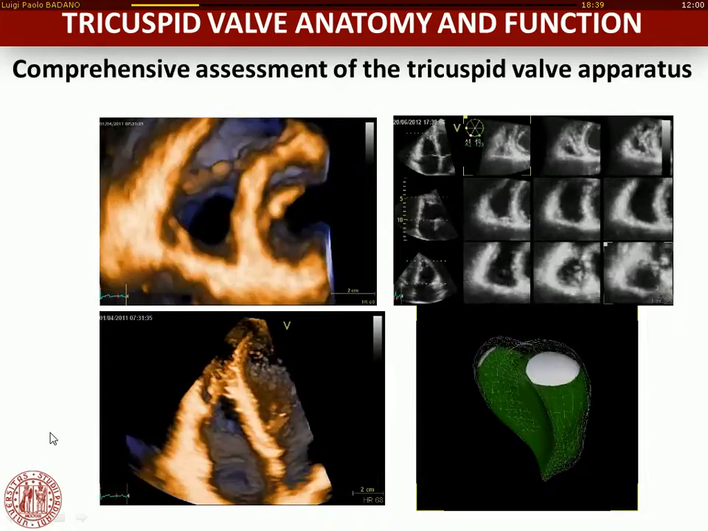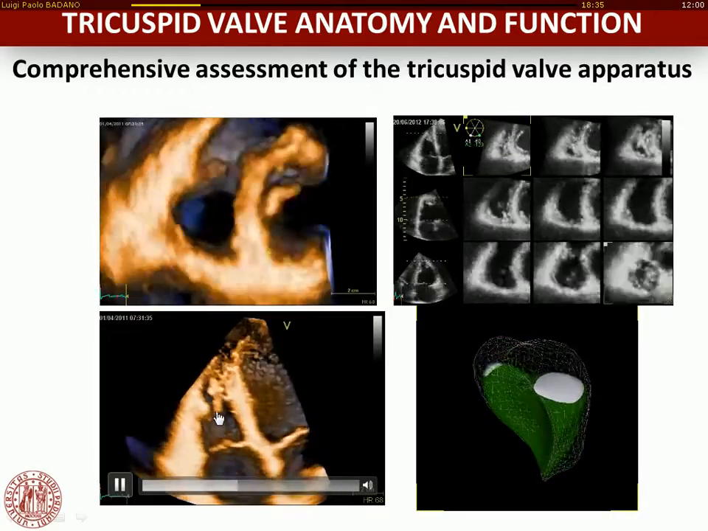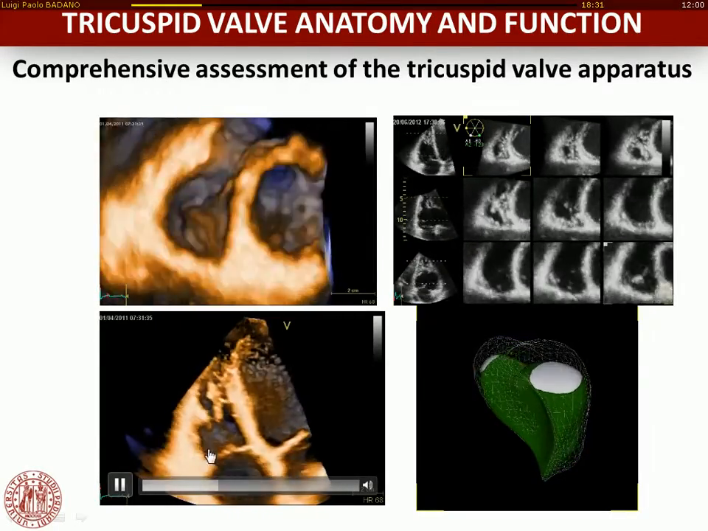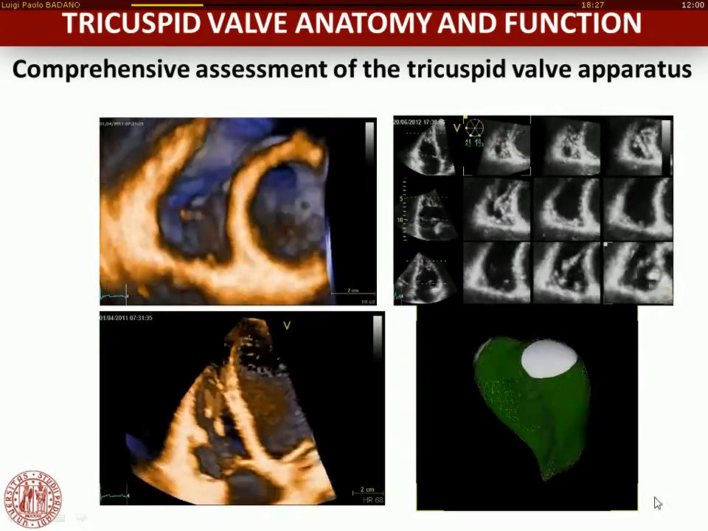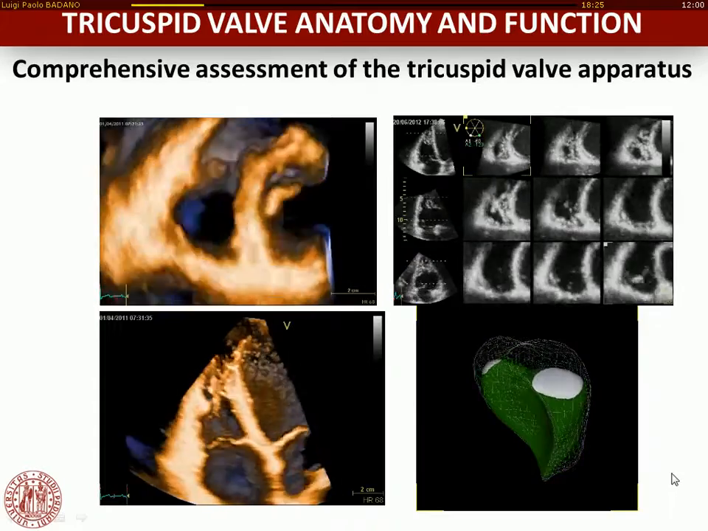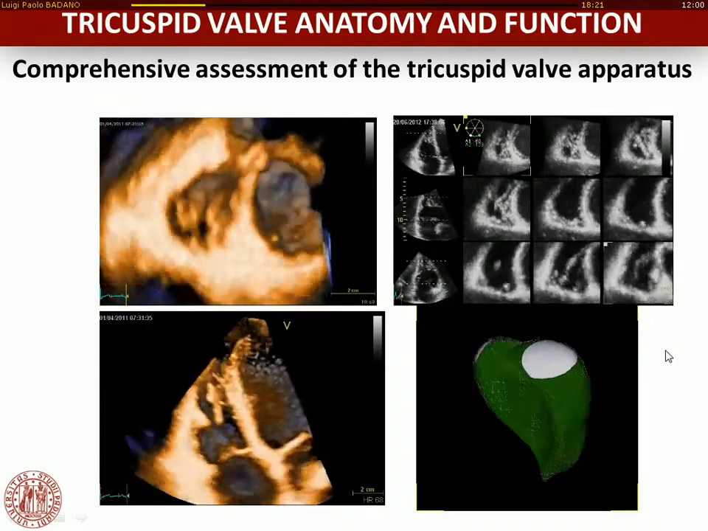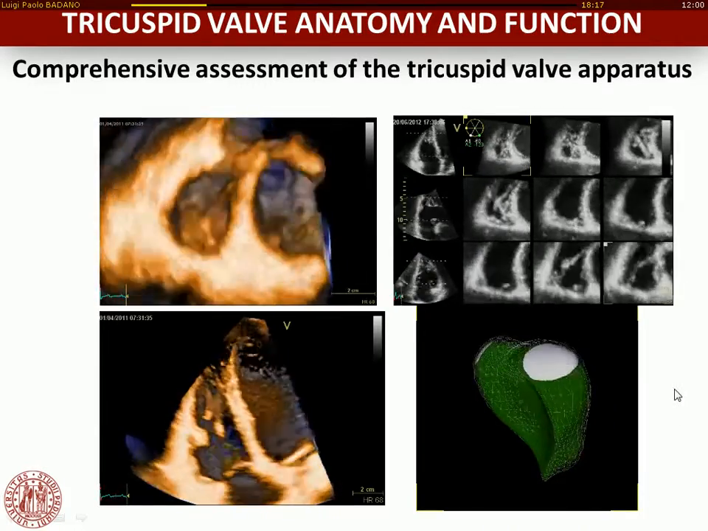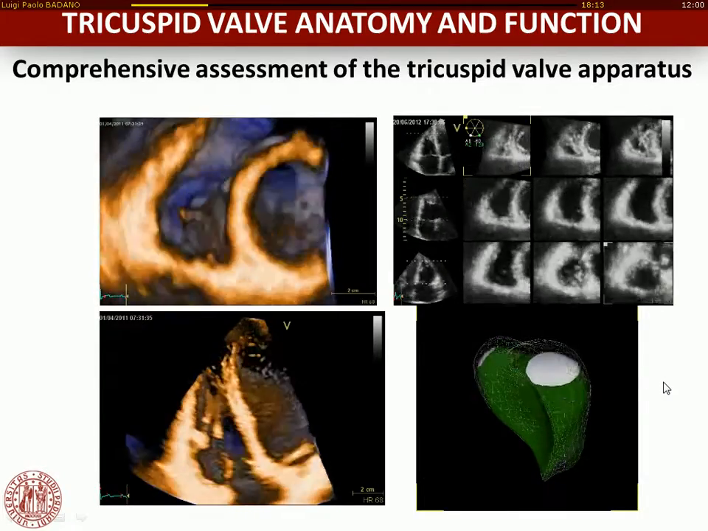Not only can you get nice images of the valve, but you can also explore the entire tricuspid apparatus, looking at the position and function of the papillary muscles as well as the chordae. And as we have seen in the previous session, we can also have an accurate assessment of the cardiac chambers upstream and downstream of the tricuspid valve, like the right ventricle and the right atrium.